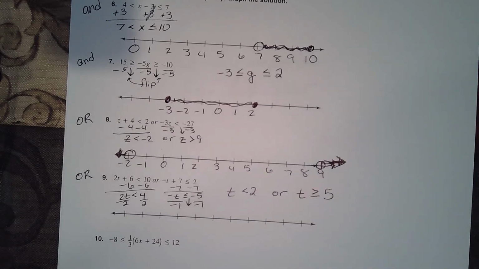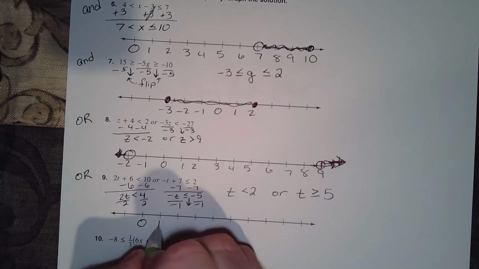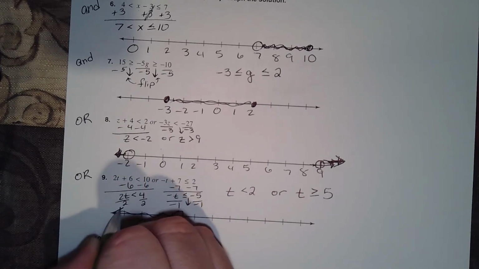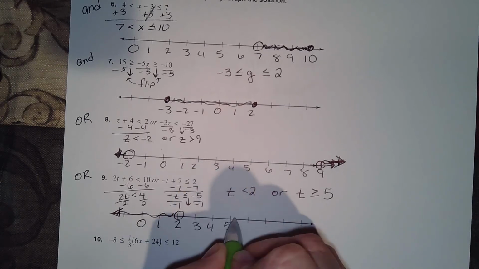Now we're ready to graph it. Now this one you don't have to go too far out of the way. So 0, 1, 2. We said 2 is an open circle and it's shading to the left. On 5, we are a closed circle and we are shading to the right.